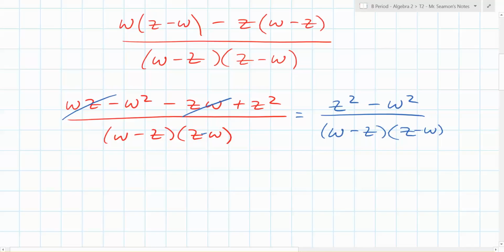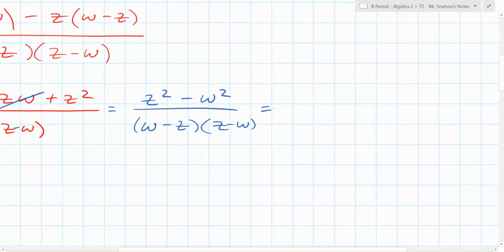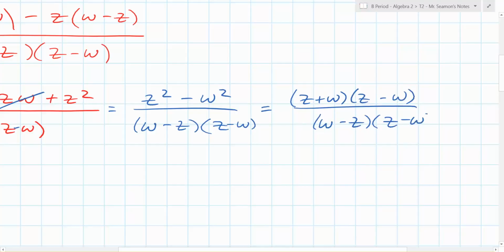What do you see on the numerator? Yes, you see a difference of squares. Can you tell me what that factors into, Hannah? Z plus w and z minus w. Correct, exactly. Over what? W minus z, z minus w. What cancels? Z minus w. So what are you left with? Z plus w over w minus z. That would be the final correct answer.